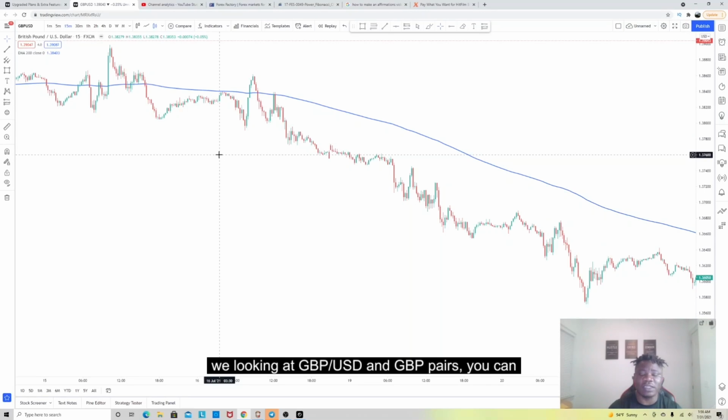Now, the reason why you can potentially get a lot of pips right now looking at this is because we're looking at GBP USD, and with GBP pairs, you can actually get a lot of pips, from 50 pips and above, using the 200 EMA.